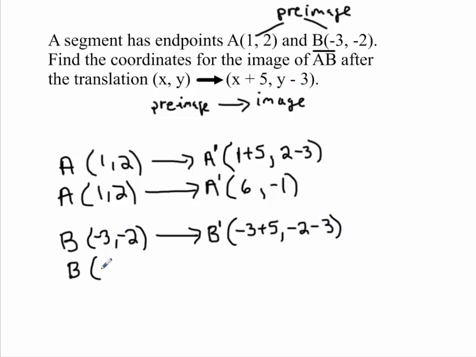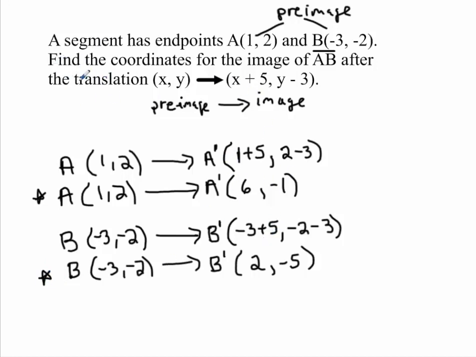So B has coordinates (-3, -2). And the image of B, the copy of it, where it ended up moving to, is -3 plus 5, which simplifies to 2, and -2 minus 3, I get -5. So I can see the image of B is (2, -5). That's the coordinates for the image of B. So here is my first answer, and here's my second answer. So these are my two coordinates.